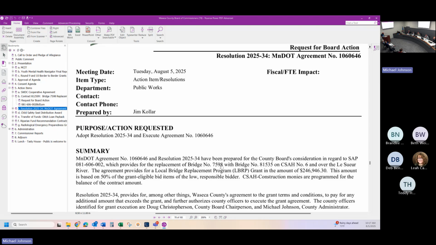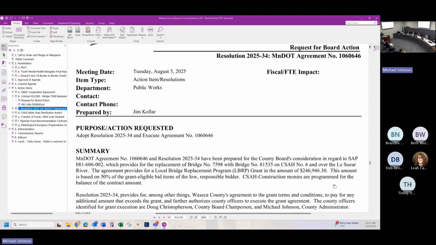Jim, now we will move to transfer of funds. Resolution C. I'm really jumping. I checked off the wrong one here. That's the problem. Resolution 2025-34, MnDOT agreement number 1060646.